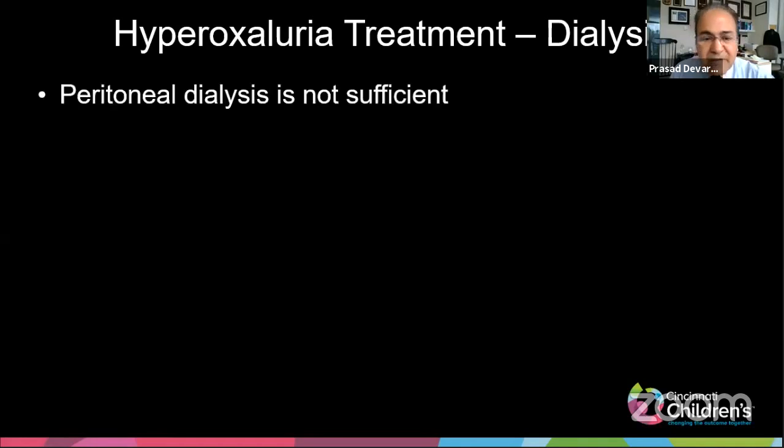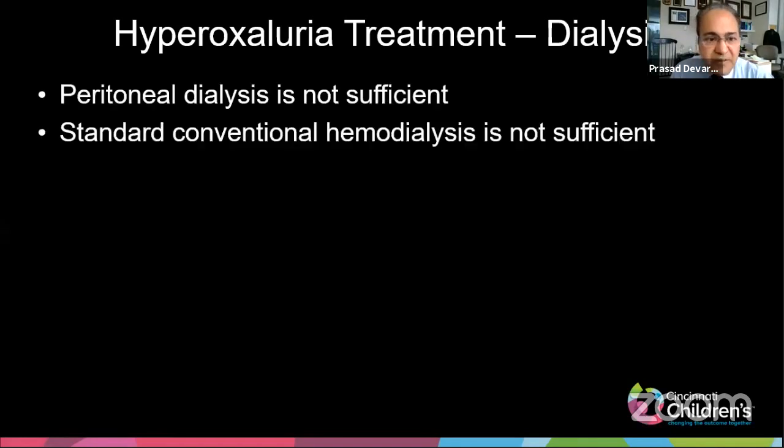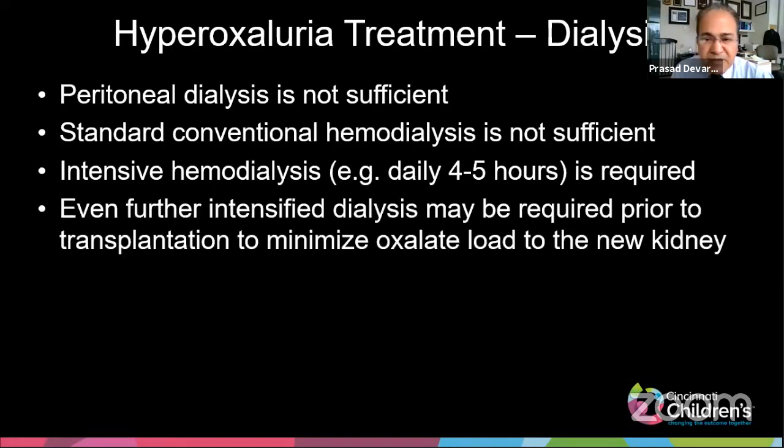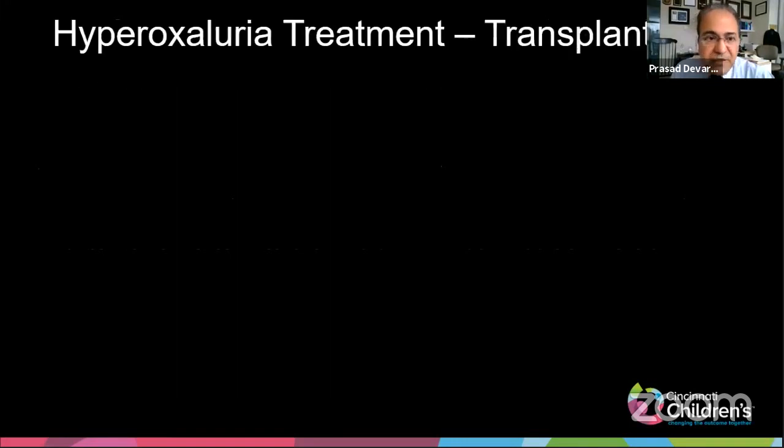Today, what can we do? Peritoneal dialysis is not sufficient for these patients. Even standard conventional hemodialysis is not sufficient. We have to do intensive hemodialysis, 4 to 5 hours every day, at least 5 days a week, sometimes 6 days a week, which is absolutely required to decrease the oxalate load into the systemic circulation. And we actually even need to further intensify the dialysis just prior to a transplantation. So if a patient with primary hyperoxaluria is due for a kidney transplant, we sometimes dialyze with hemodialysis for 12 hours continuously before we put in a new kidney to minimize the oxalate load in the new kidney.